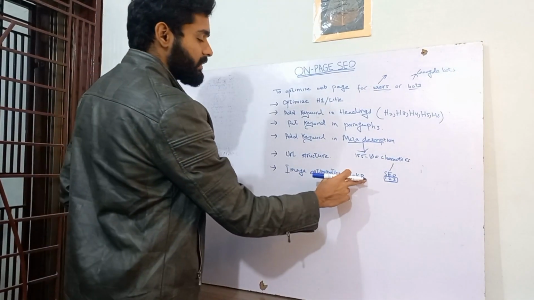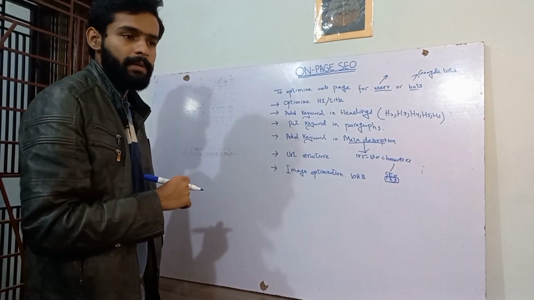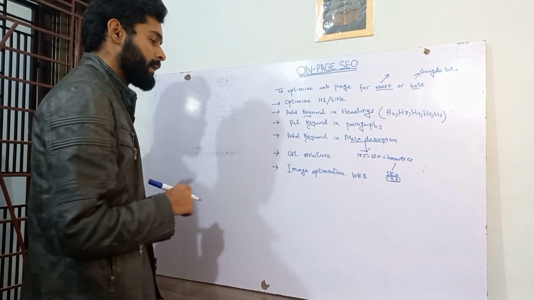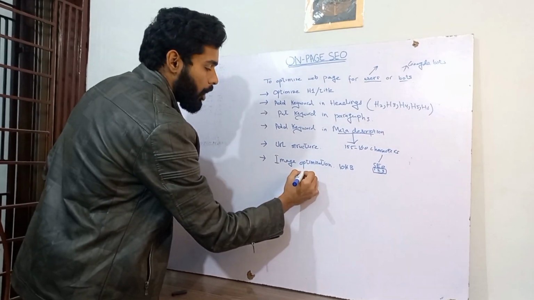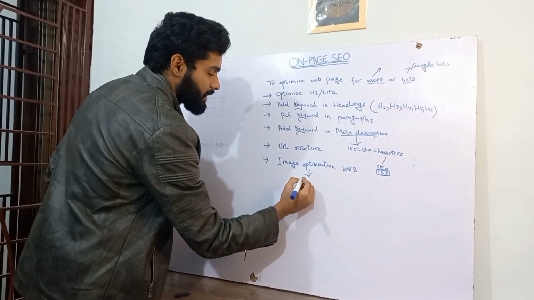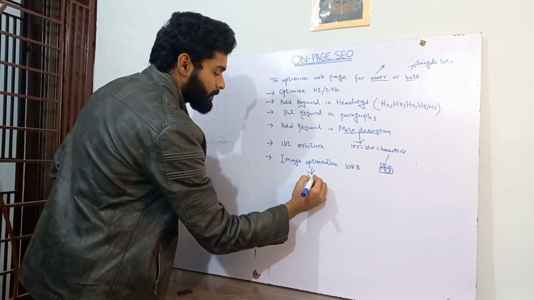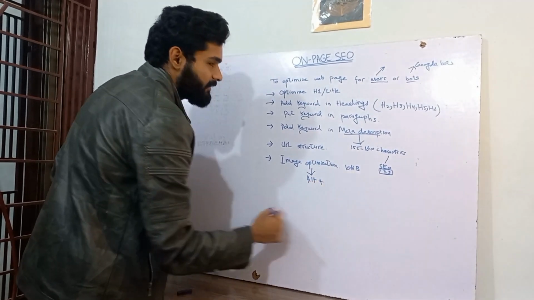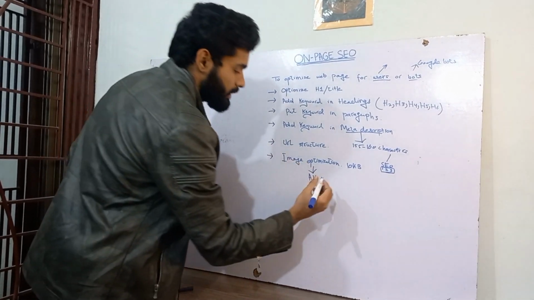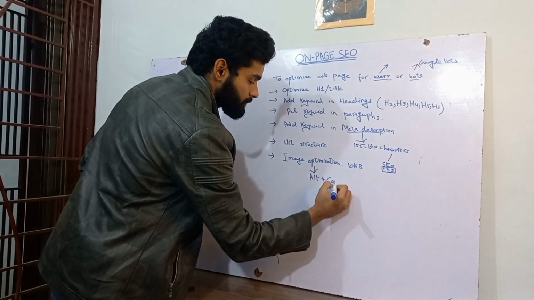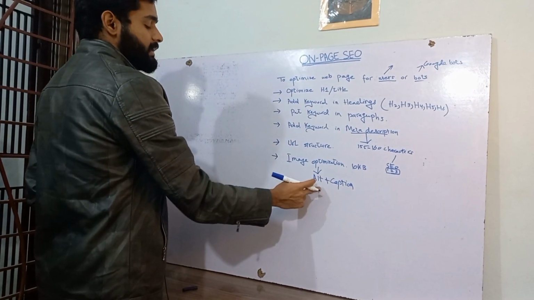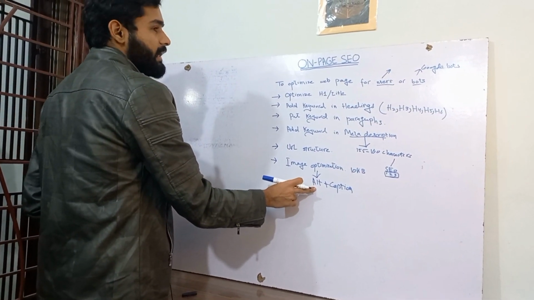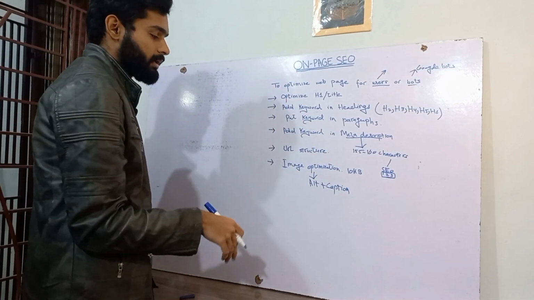But the main thing is you can at least use a 10 KB image, not more than that. And the other thing is image optimization: you have to add alt text, meaning alternative text, and I also suggest you write a caption. For the alt text, you must write down your focus keyword, just like on-page SEO.